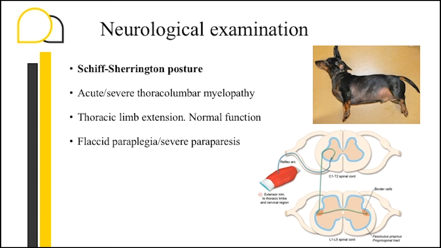This is seen when dogs are in lateral recumbency, because when they are held in a standing position, there is normal motor function in the thoracic limbs, hence normal proprioception in the thoracic limbs. Schiff-Sherrington posture is merely an anatomic phenomenon and does not connote anything regarding prognosis for return to ambulation, which happens exactly the same with spinal shock. So there is no prognosis associated with the presence of Schiff-Sherrington or spinal shock. It just suggests severity.